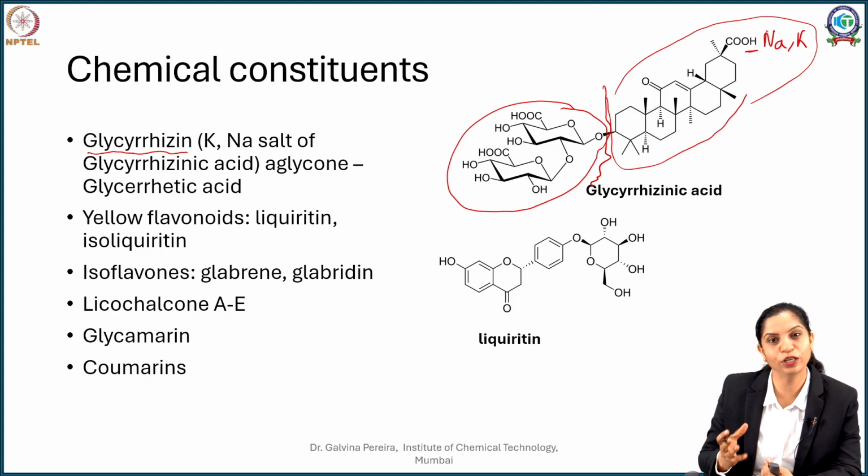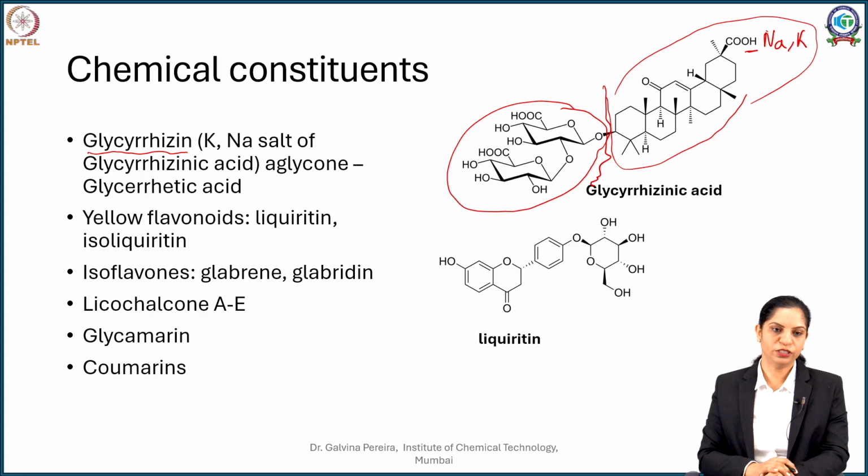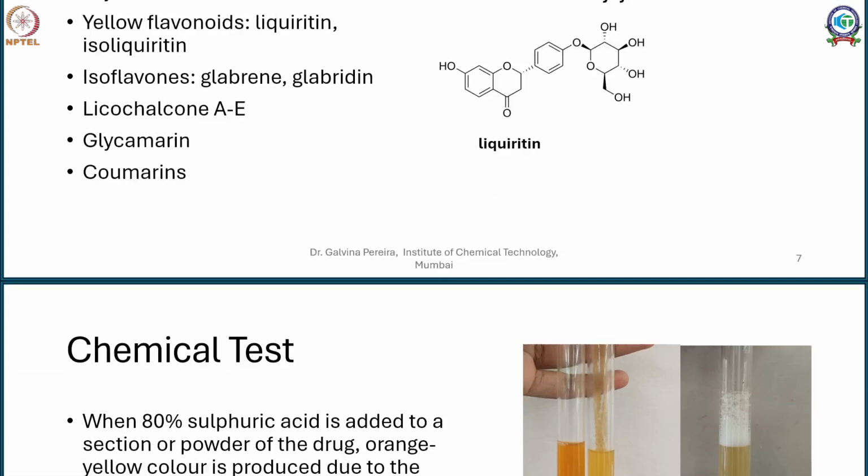When you cut it open, you see a slight yellow coloration, and that yellow coloration is attributed to flavonoids, which are yellow in color, such as liquiritin, isoliquiritin, which is a kind of chalcone, isoflavones, glabrin, glabridin, licochalcone A and E. You also have compounds such as glycocoumarins and some coumarins present. So these are the ones which make up the chief composition of licorice.